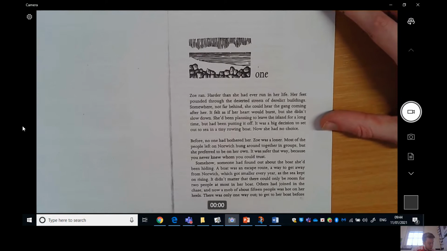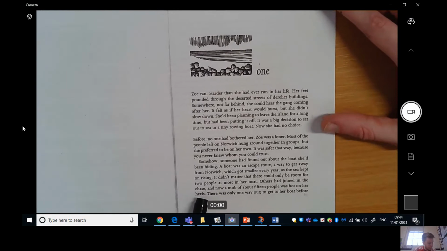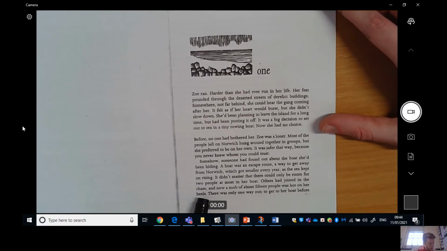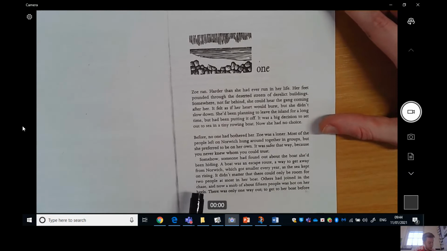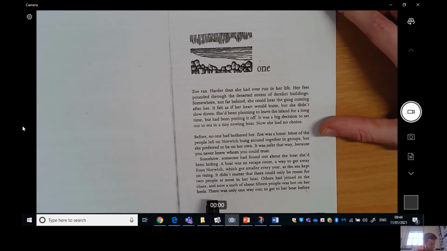Hot on her heels. What do you think that means? Take a moment and think about that. Yeah, so hot on her heels means that they're getting really, really close to her and are gaining on her.